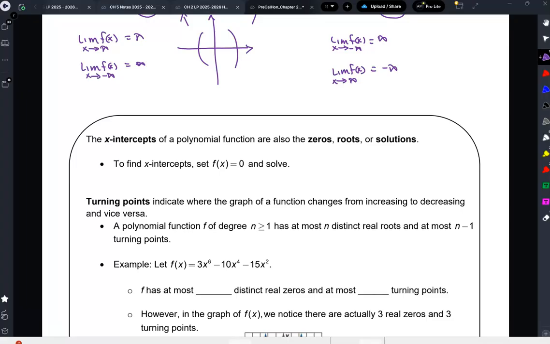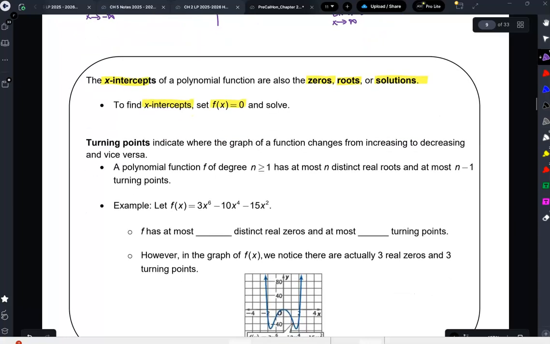Let's talk about x-intercepts. So we know that x-intercepts is the same as the zeros, the roots, or the solutions. To find x-intercepts, set f of x equal to 0 and solve. Now, sometimes I feel like because we're always solving manually, we forget exactly what we have at our disposal, right? So if f of x is, I don't know, x squared plus 4x, we're just going to set that equal to 0 and solve it, okay? We can do this by hand, no problem.